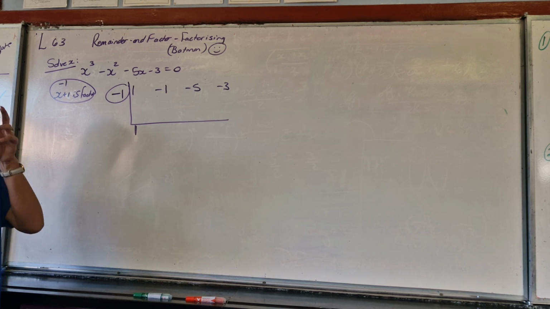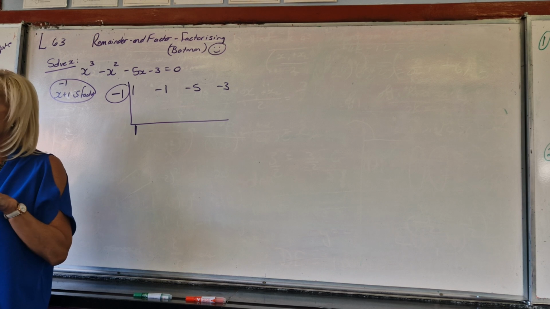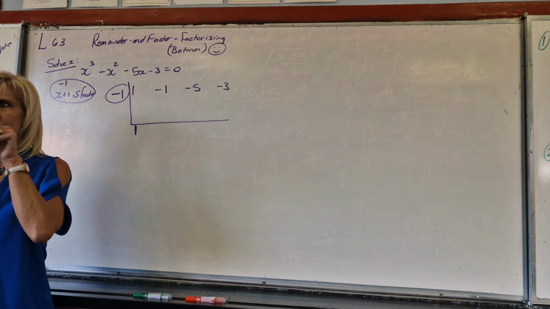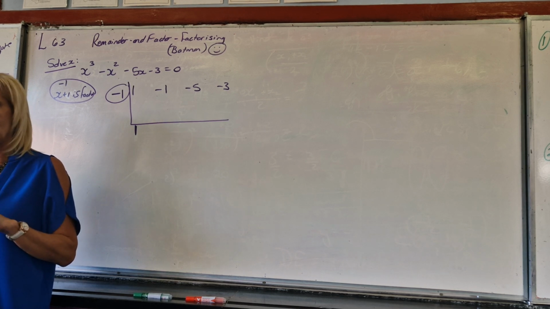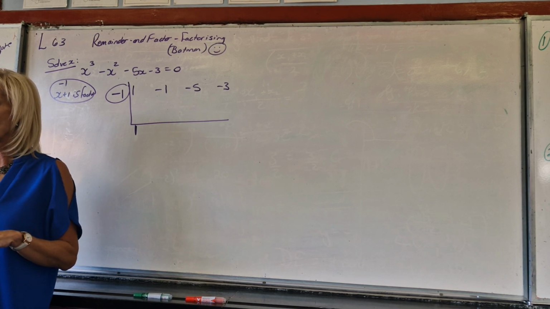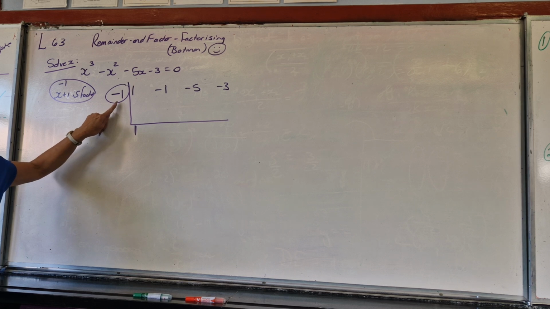How do you know? Because in those two tables, if x is -1, the y value works out to 0. That's what I'm looking for. If x is 3, it worked out to 0 as well. Now you could choose any one of those two.